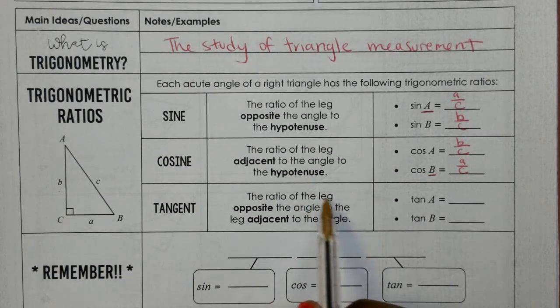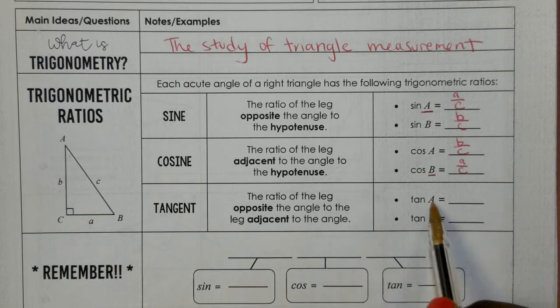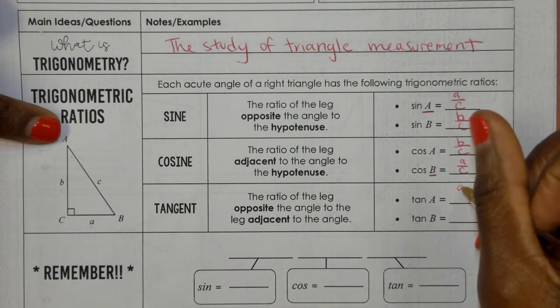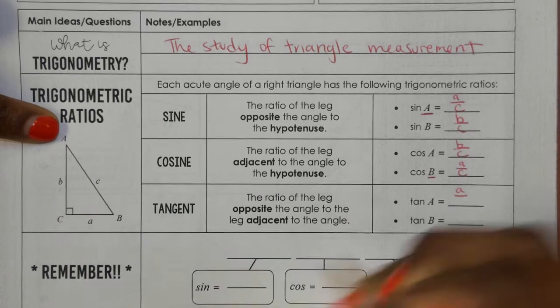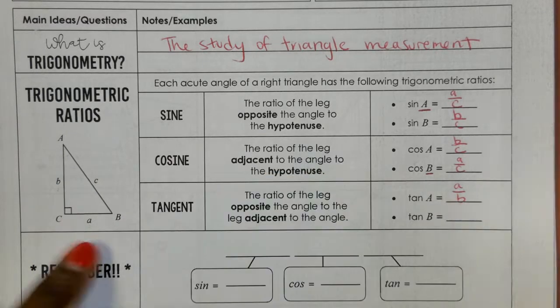And then tangent is the ratio of the leg opposite to the leg adjacent. So we're talking about these legs. Looking from angle A as the reference, opposite would be a, and adjacent would be b. And then from B, opposite would be b, and adjacent would be a.